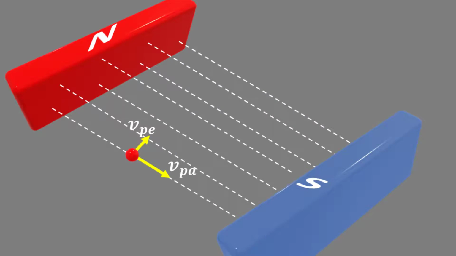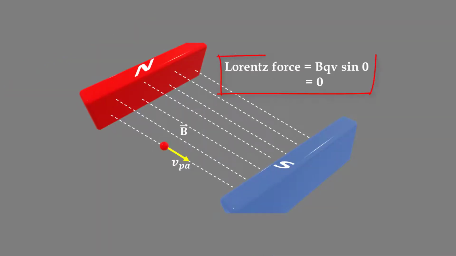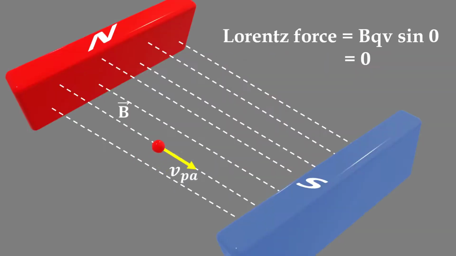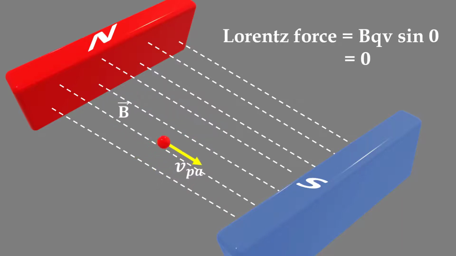Now, consider the velocity component which is parallel to the magnetic field. Since the angle between V and B is 0, it experiences zero force. Since the force experienced is zero, the particle is unaffected by any external force. Therefore, its motion is linear. The path of the motion of the charged particle because of the velocity component perpendicular to the field is circular, and the path of the motion of the charged particle because of the velocity component parallel to the field is linear.